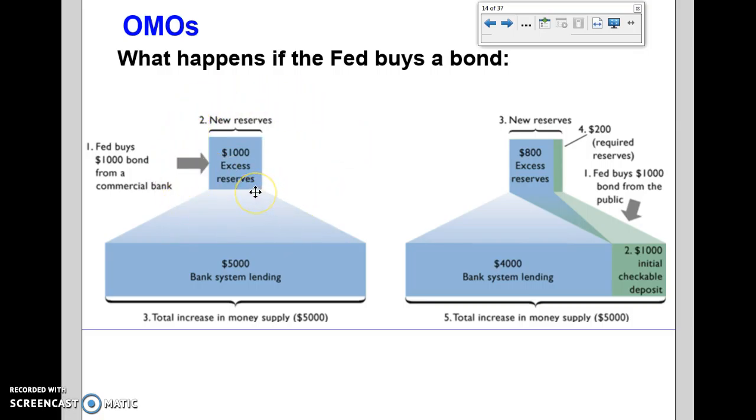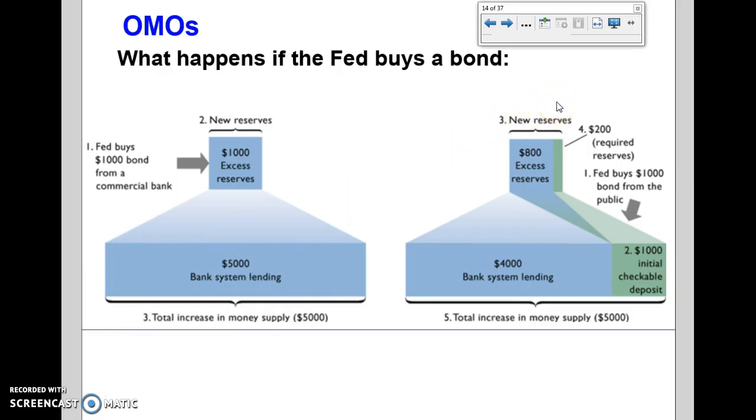In the next bank, when a person then puts that $1,000 in the next bank, then it starts to be subject to the reserve requirement. But in this case, you can tell the multiplier is 5, which means the reserve requirement would be 20%, so we end up with $5,000.